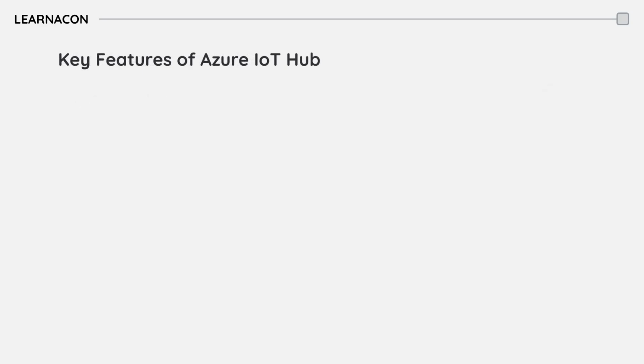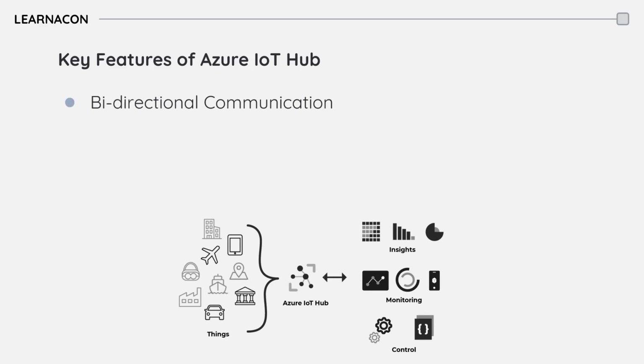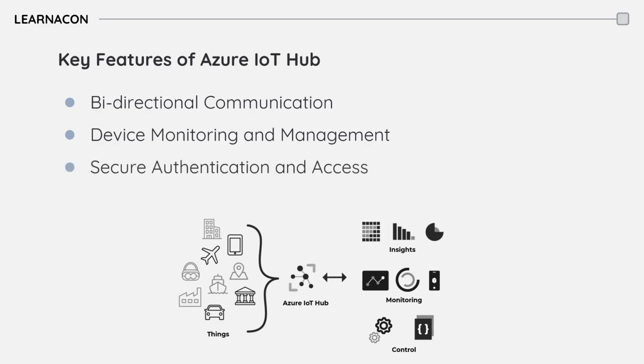Azure IoT Hub offers a range of features that make it suitable for managing large-scale IoT deployments. Key features include bidirectional communication, which allows devices to send telemetry data to the cloud and receive commands or notifications in return. Azure IoT Hub enables device monitoring, control, and management, making it a critical component in IoT solutions. Also, secure authentication and access control to ensure data integrity and privacy.